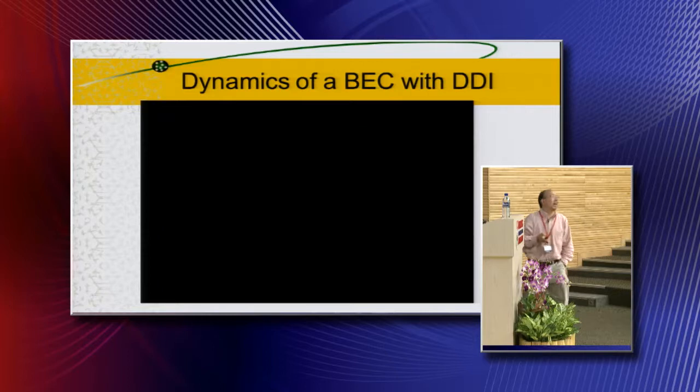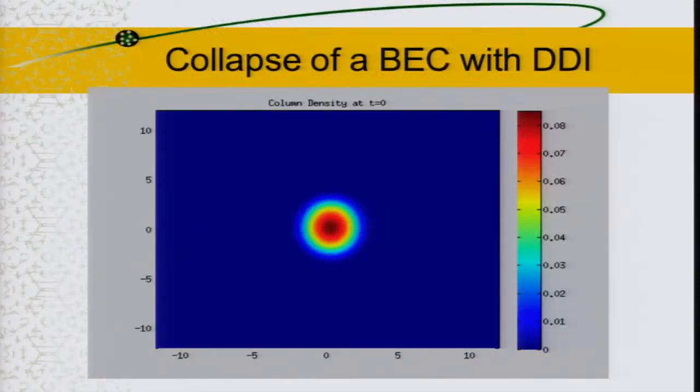This shows the density function. I also show another case, the density in the x and z directions, because the solution is so-called cylindrically symmetric. Here I choose a ground state initially at t equals zero. I change the interaction strength beta from positive to negative, which means the interaction goes from repulsive to attractive.